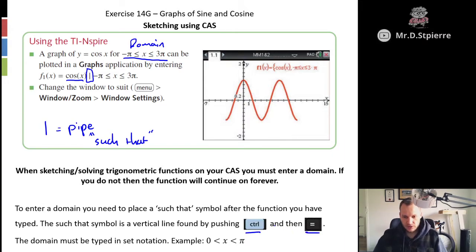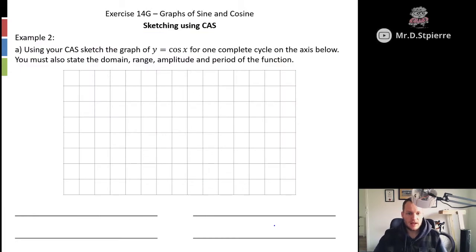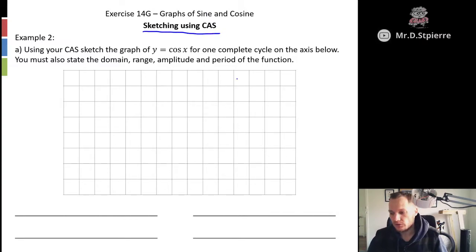So there's some quick notes. This example and the next example have the title using sketching CAS, but I will show you how to do it by hand, and then also there's one more at the end, how to do by hand. So using your CAS, sketch the graph of y equals cos of x for one complete cycle on the axis below. You must also state the domain, range, amplitude, and period of the function.